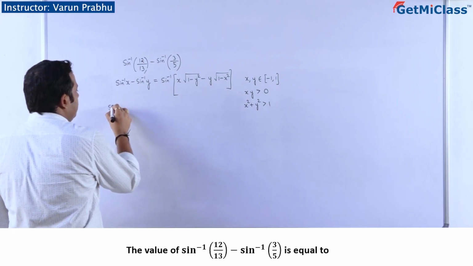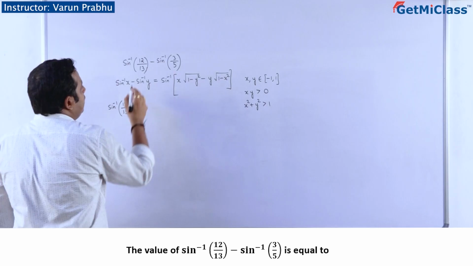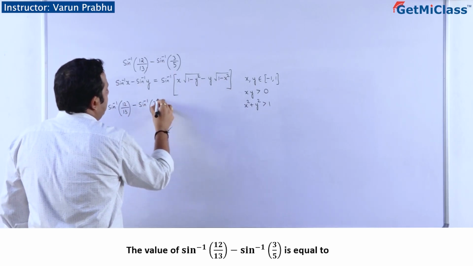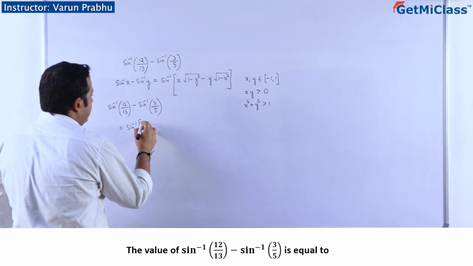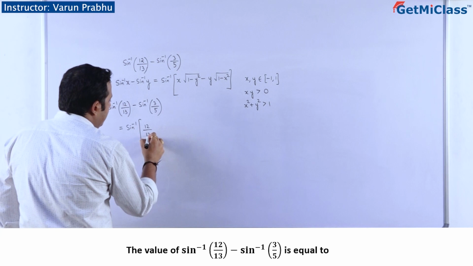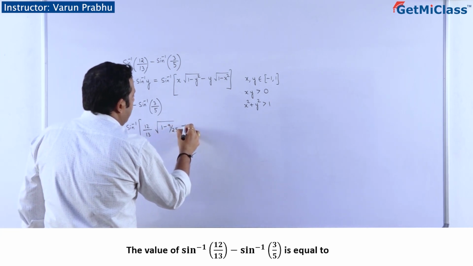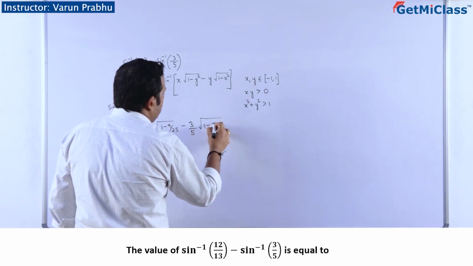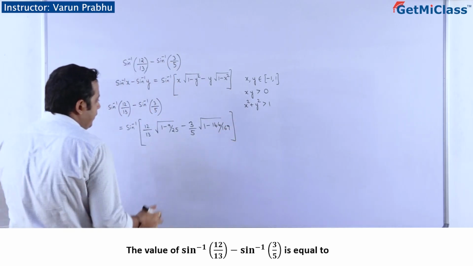So I can say here now sine inverse of 12 divided by 13 minus sine inverse of 3 divided by 5, that is equal to sine inverse of 12 divided by 13 into root over 1 minus 9 by 25 minus 3 divided by 5 into root over 1 minus 144 by 169. Root over 144 by 169.